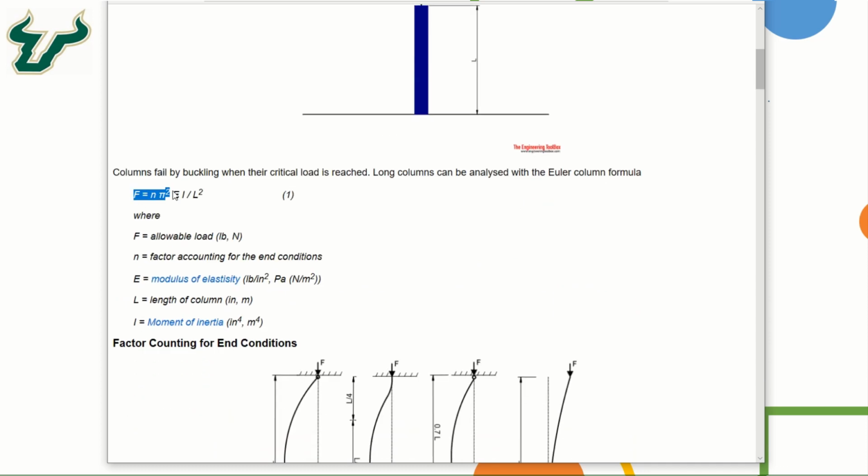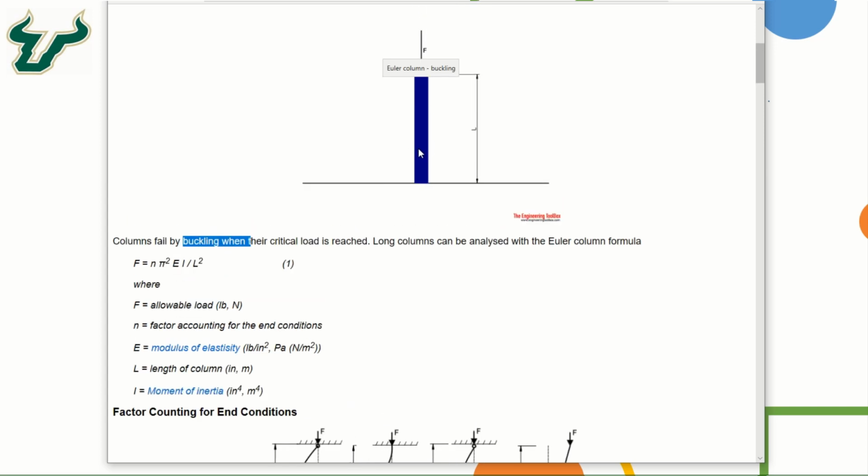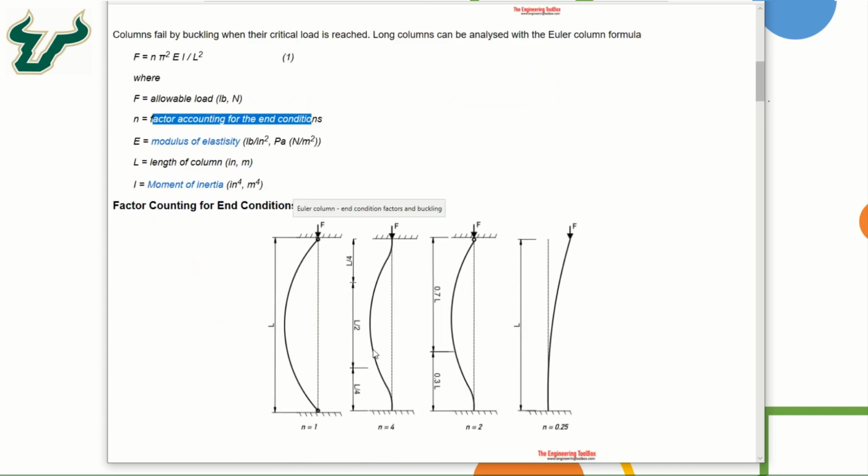And the critical buckling load, or when the column will fail because of buckling, is when the critical load is reached, and this is the critical load that we want to find out by using this equation, n times pi squared EI over L squared, where F is the allowable load, or it's also called the critical buckling load that will cause this column to fail due to buckling. N is the factor accounting for the end conditions. So depending on how the end conditions of these columns are, you have to use the values of n.